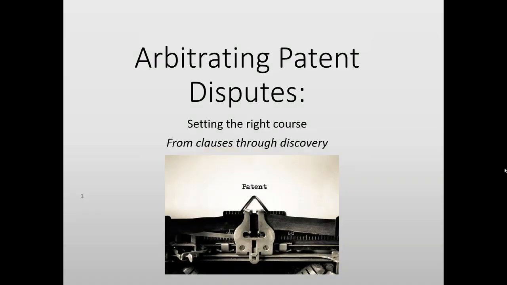Through our program, Arbitrating Patent Disputes, Setting the Right Course from Clauses Through Discovery.